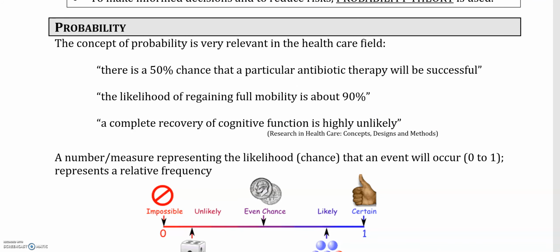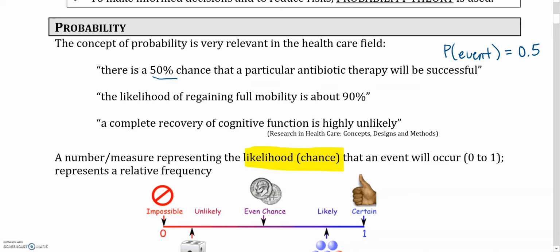Probability is a measure that represents the likelihood or chance that an event will occur. So it holds a value between 0 and 1. It's really important to recognize that probabilities as well as percentages go hand in hand. So the probability is the decimal representation of the percentage of an event to occur. In this first example, there is a 50% chance that a particular antibiotic therapy will be successful. We can express that 50% as a decimal. So it's a probability. So the probability that that particular event occurs would be equal to 0.5.